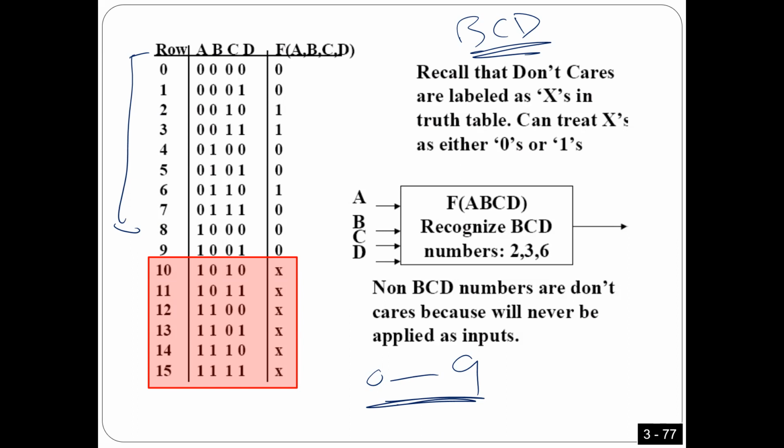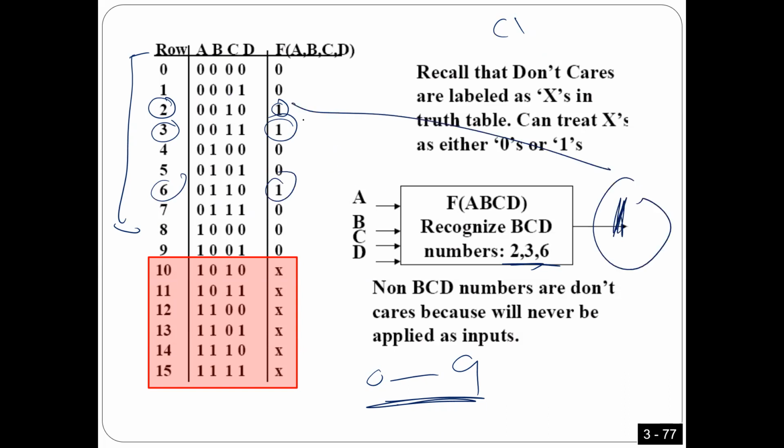So for example, here I have a circuit. With this circuit, I want to recognize the numbers 2, 3, and 6. If the input number is 2 or 3 or 6, I'm going to give you 1 here. Otherwise, I'm going to give you 0. That's what I did. I want to design a logic circuit to recognize 2, 3, and 6. That's why at 2, I put 1. At 3, I put 1. At 6, I put 1. So this should give me 1 in these cases. If the input is 2 or 3 or 6, it should give me 1.